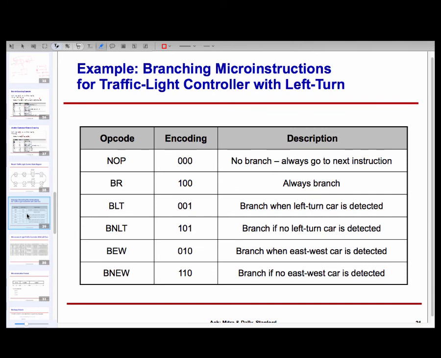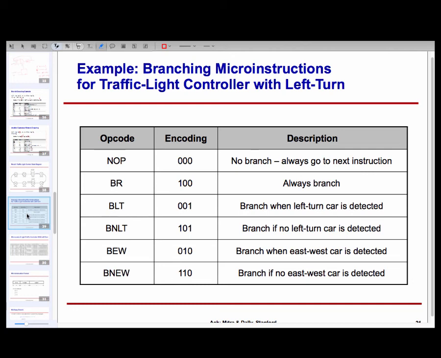Okay, so let's imagine I have created a micro-coded FSM. I've set up the branch instructions so that I have these instructions available to me. I have an instruction called NOP. I have an instruction called branch. I have branch left turn, branch not left turn, branch east-west, and branch not east-west. So the idea is now I have 2 sensors. There is an east-west sensor, and there is also a left turn sensor, which is basically a car trying to make a left turn.